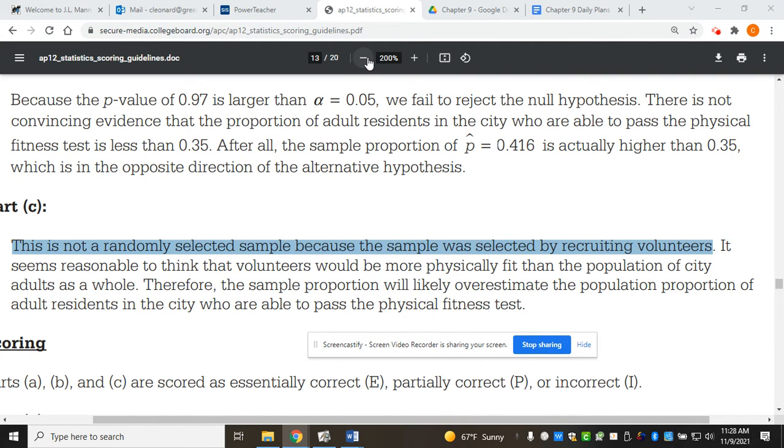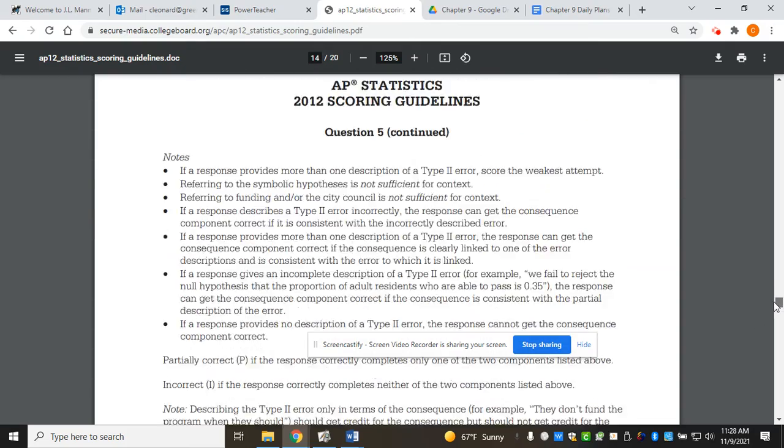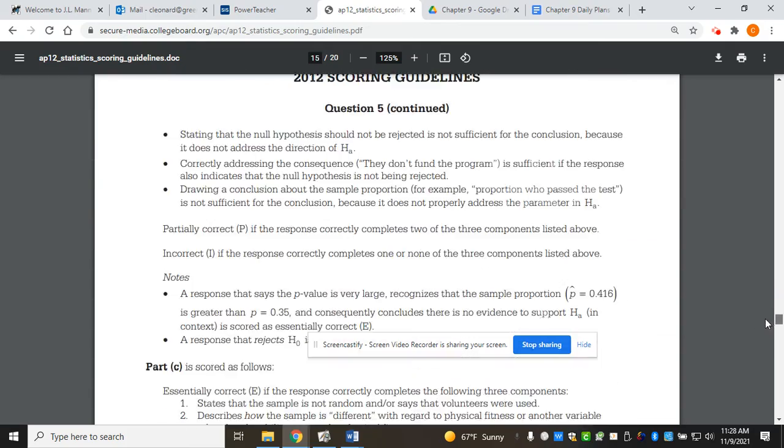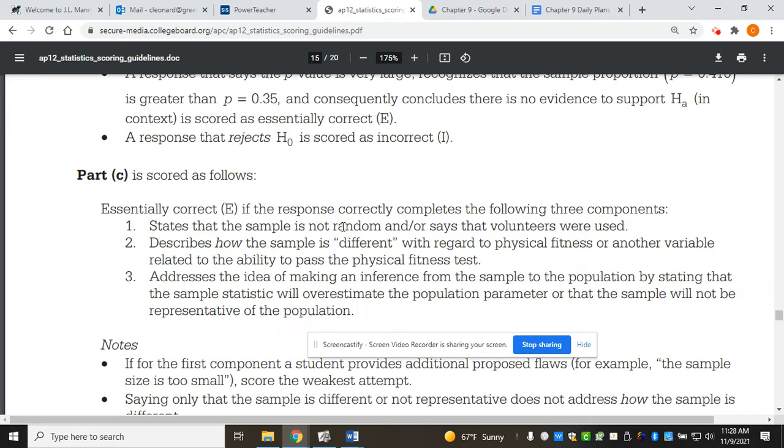So now let's look at it in terms of what they required for this problem to get it right. Everything is an E, P, or an I. E is essentially correct, P is partially correct, and I is incorrect. They looked for 3 different pieces in this problem. The first one states that the sample is not random and/or says that volunteers were used. I would imagine most of you put that.